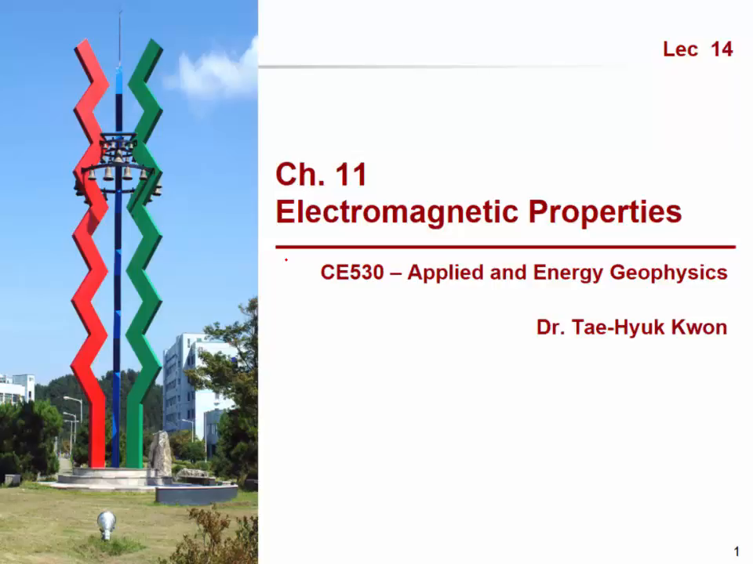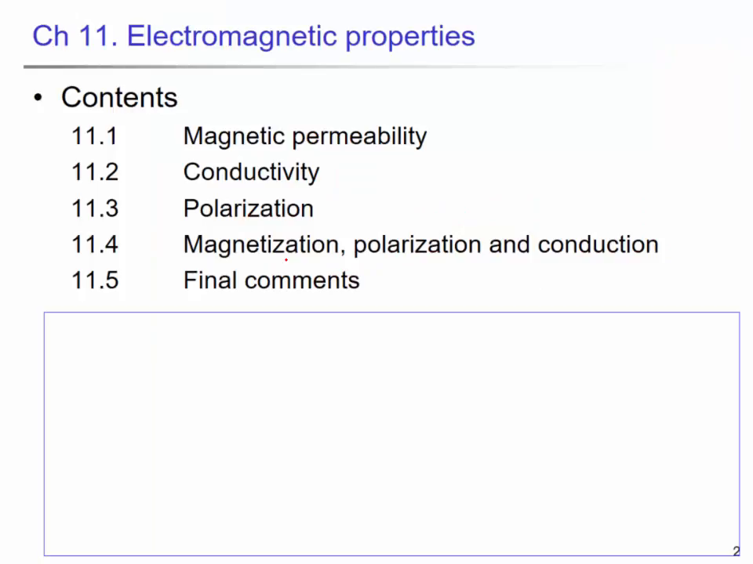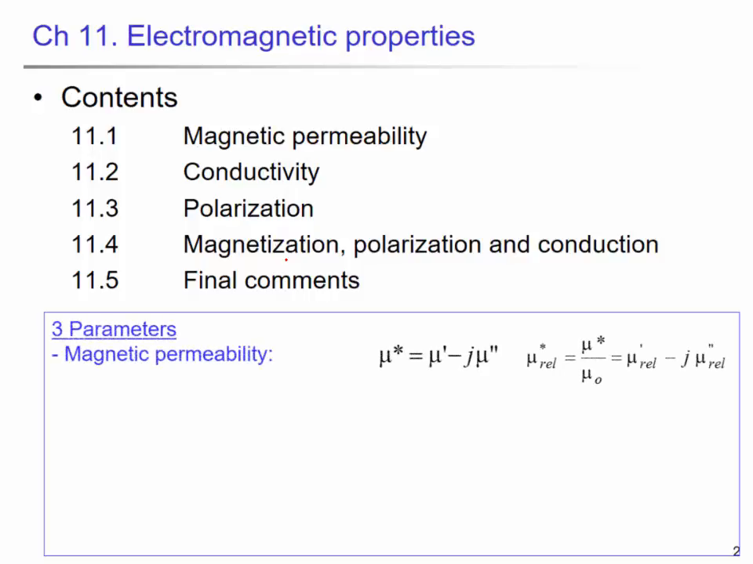Today we'll talk about chapter 11, electromagnetic properties. And we'll focus on the physical meaning of the electromagnetic properties in the soil media. So we've seen from the electromagnetism theory that the magnetic permeability, permittivity, and electrical conductivity are the main properties. So three parameters are key.